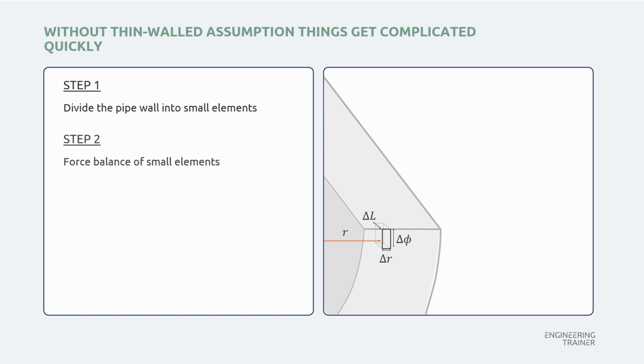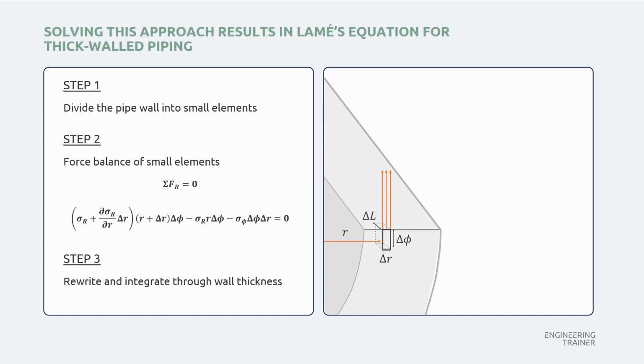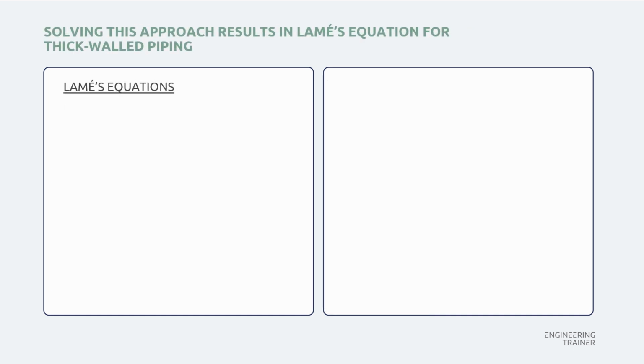Step 2 is to determine the force balance of such an element. As the element is in static equilibrium, the sum of all forces working on the element will be 0. Writing down this equation in full, we see what we meant when we said things get complicated quickly. The next step would be to reorganize this equation and integrate through the entire wall thickness. As we said, we will not go into much detail in this video. For now, take our word that solving this approach results in so-called Lamé's equations for thick-walled piping.